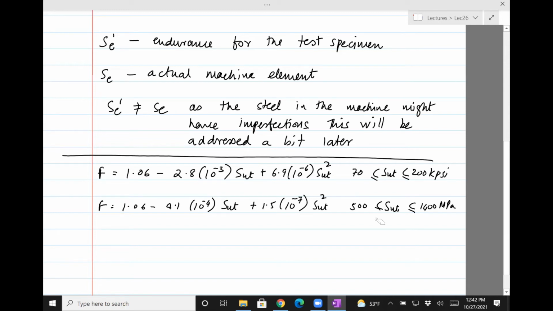So the reason why it's capped off at 1400 is because 1400 MPa is actually the ultimate strength of steel. And so you won't really have a stress of beyond 1400 MPa.